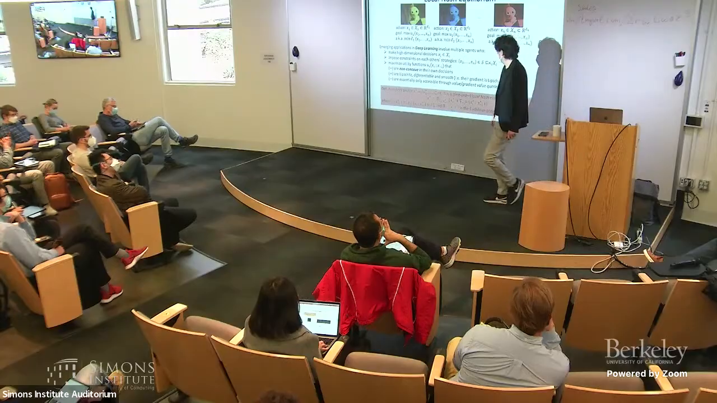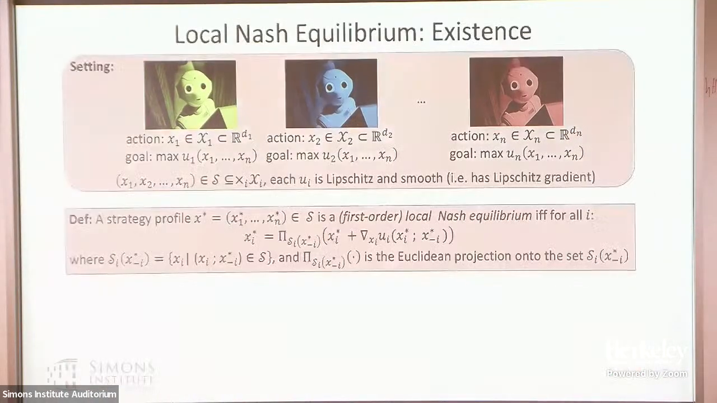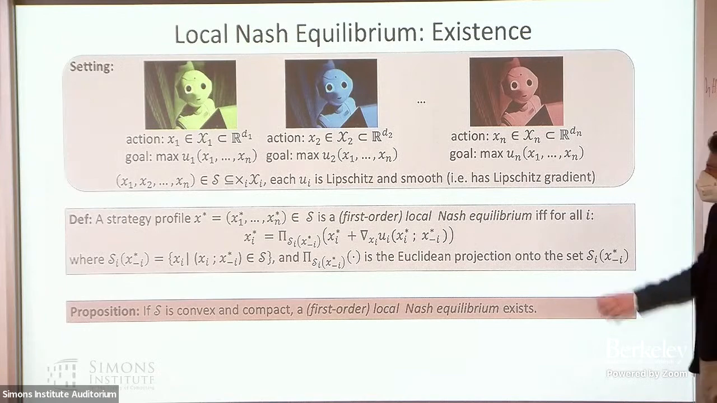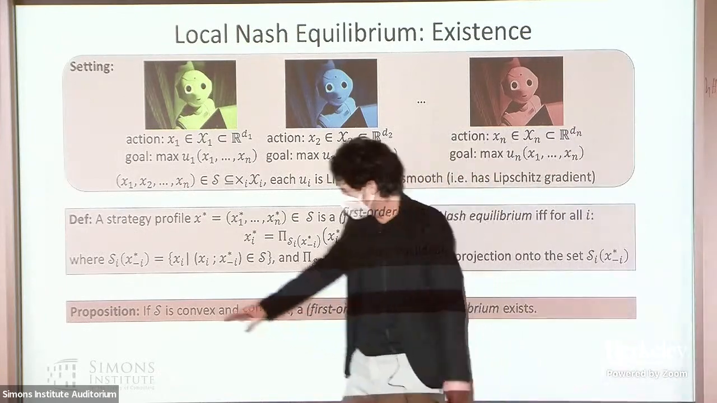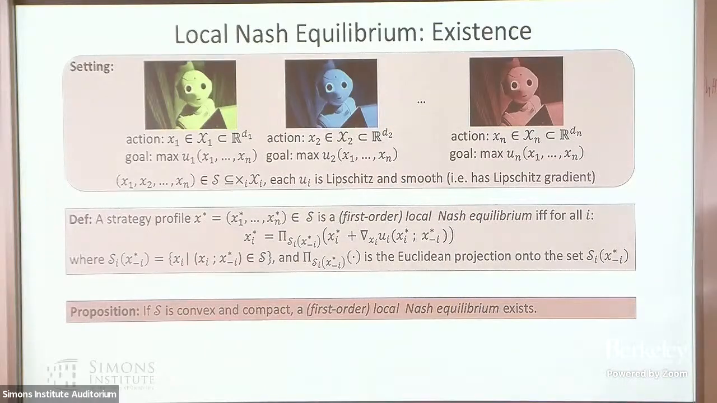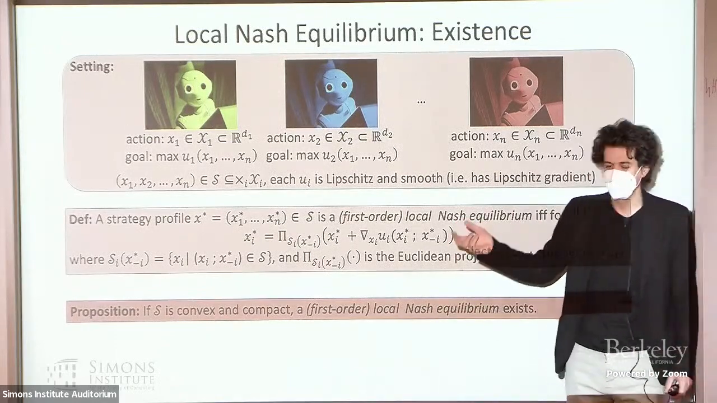Good. Okay, so this is the definition of local Nash. And what do we have here? This is just a summary slide. I'm just summarizing all the info I had before. So proposition number one is this thing is guaranteed to exist as long as, as Amin pointed out, the set is convex and compact. If your constraint set constraining all actions is convex and compact, then such a thing is guaranteed to exist no matter what your utilities are.